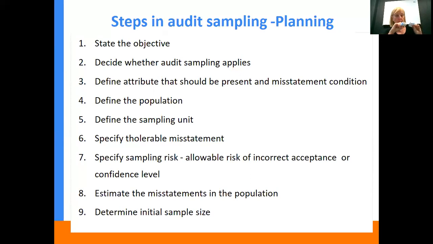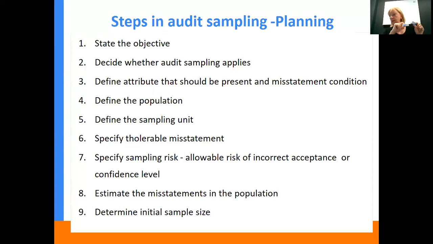So what's my tolerable misstatement? What would I accept in my sample? If I count these and they don't actually add up to 100, what would I accept before I send them back? Like 95%. Okay, 95?